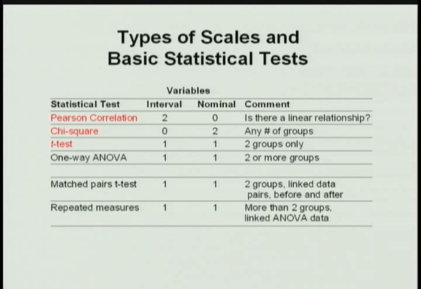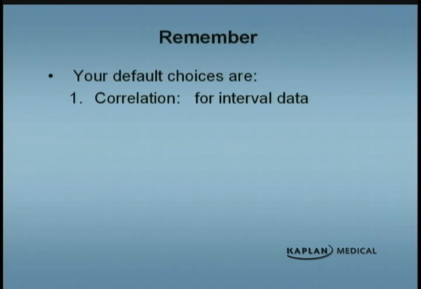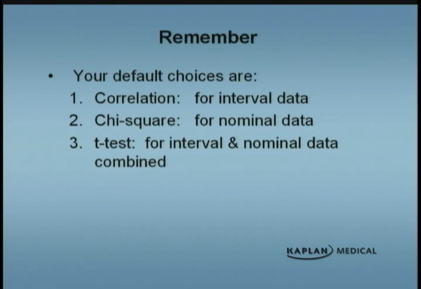And notice the genius of this design. You don't have to know what these tests are. All you have to do is detect appropriately when to use them. That's the process. The keys are therefore simple. If all you have is interval data, you're going to pick Pearson correlation. If all you have is nominal data, you're going to pick chi-squared. If all you have is interval and nominal data combined, the right answer, of course, is t-test. That's the basics of what you need to know to select the proper statistical test.